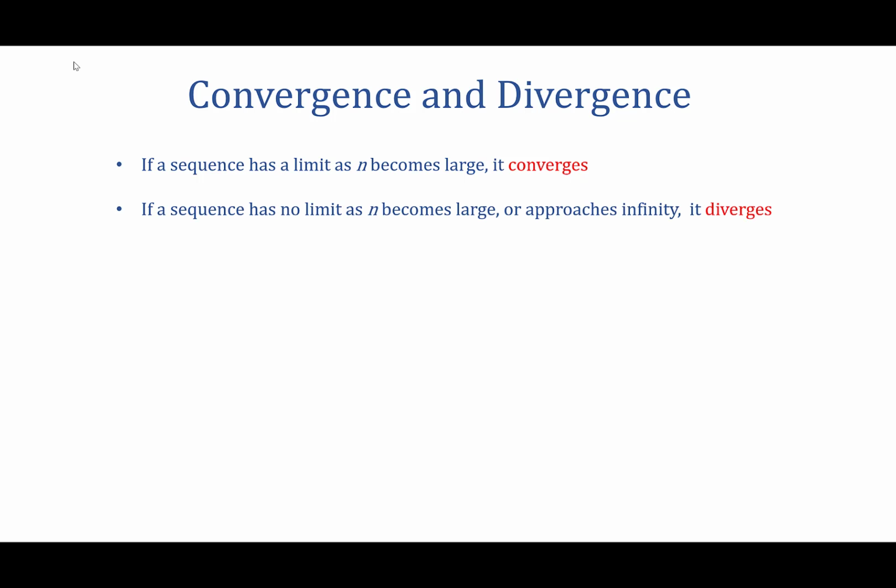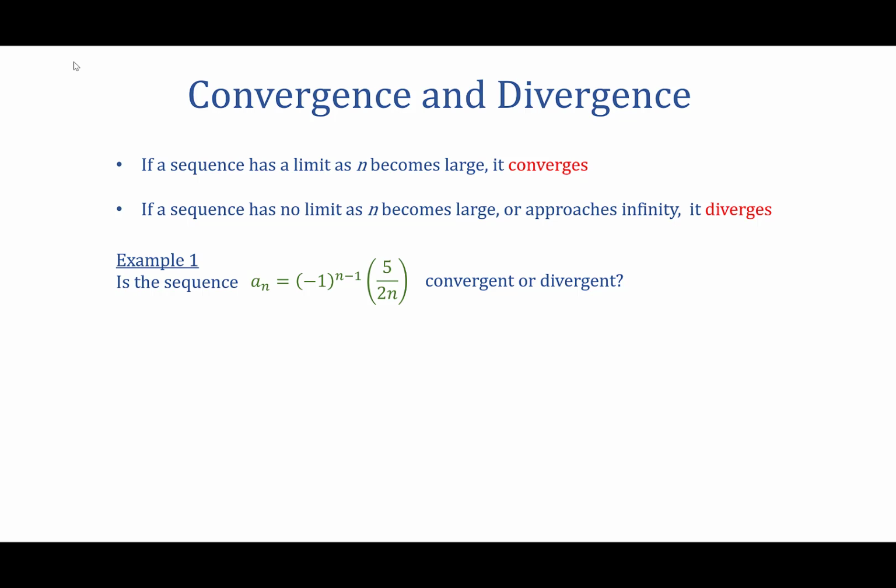When we talk about the limits of sequences, this brings us to the convergence and the divergence of the sequence. If the sequence does have a limit, as n becomes infinitely large, then we say it converges. If it has no limit, or if the number approaches infinity, then we say that it diverges. It's just like improper integrals.